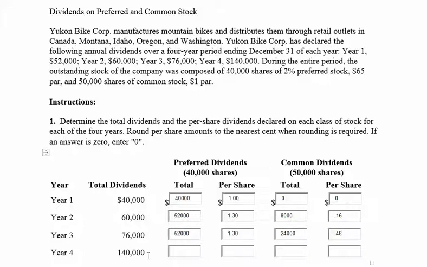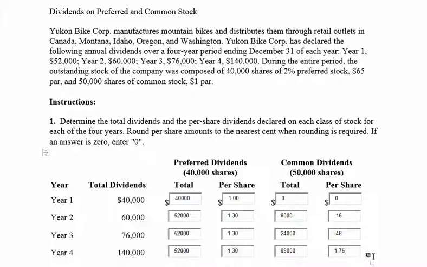And then in year 4, the company must be doing very well. They have almost double the amount available for dividends in year 4. Again, the preferred stockholders are going to get what is stated on their stock certificate, $1.30 a share, a total of $52,000. And the rest goes to common stockholders. So this year, common stockholders get a total of $88,000. There are 50,000 shares. That ends up being $1.76 a share. So in year 4, if you owned 1,000 shares of common stock, you would get $1,760 in dividends. If you had 1,000 shares of preferred stock, you would get $1,300.